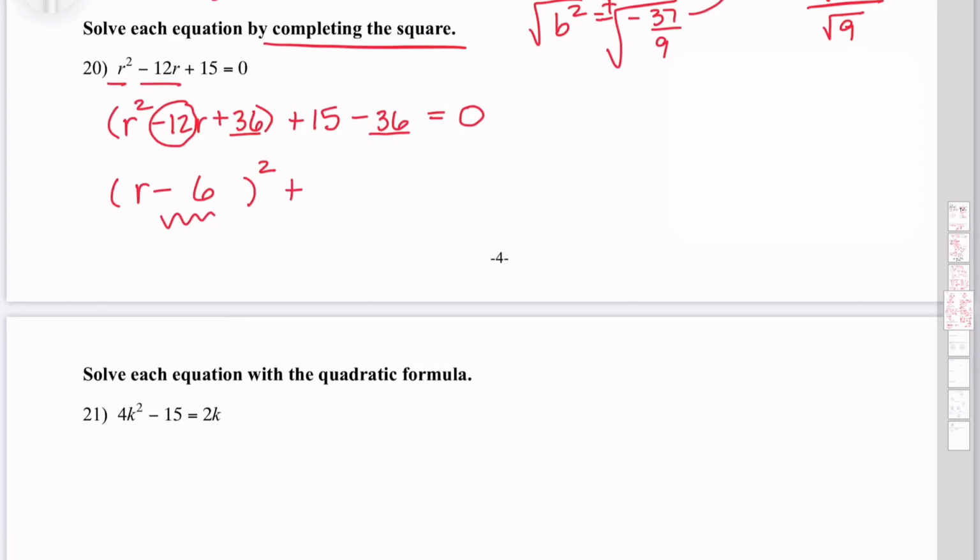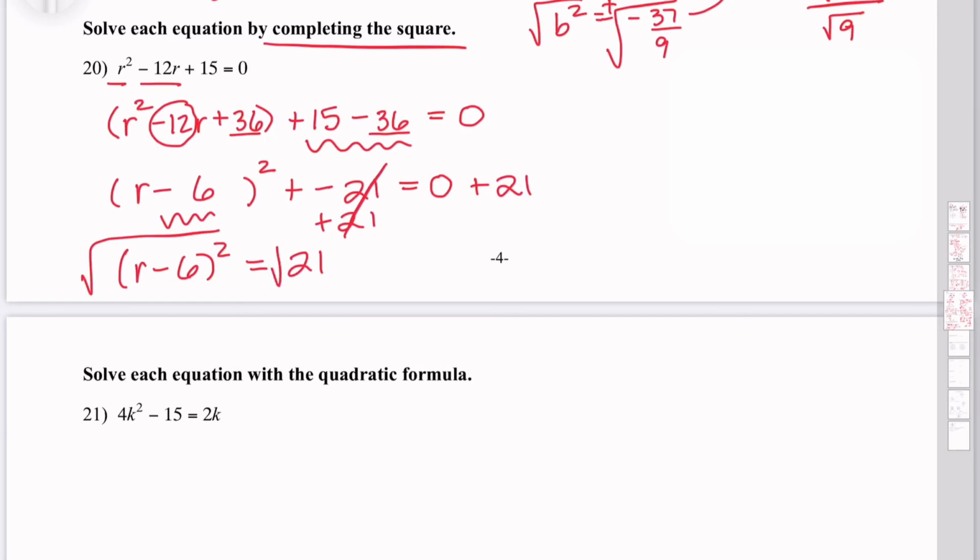Now we want to combine like terms. 15 minus 36 is negative 21. Set that equal to 0. Now we're going to add 21 to both sides, leaving us with r minus 6 squared equals positive 21. Square root both sides, plus or minus. We're left with r minus 6 equals plus or minus the square root of 21.